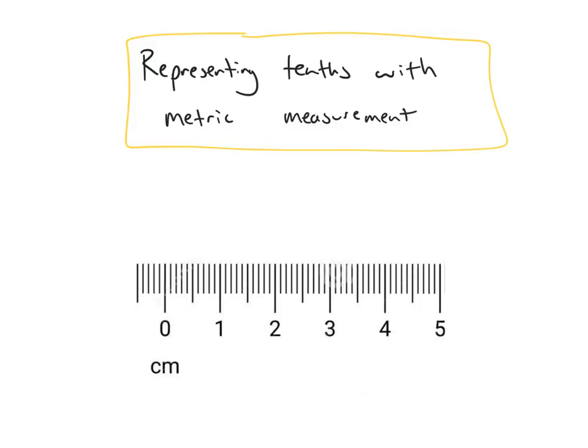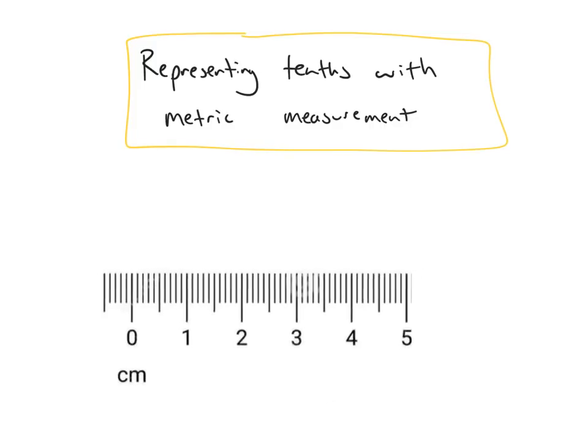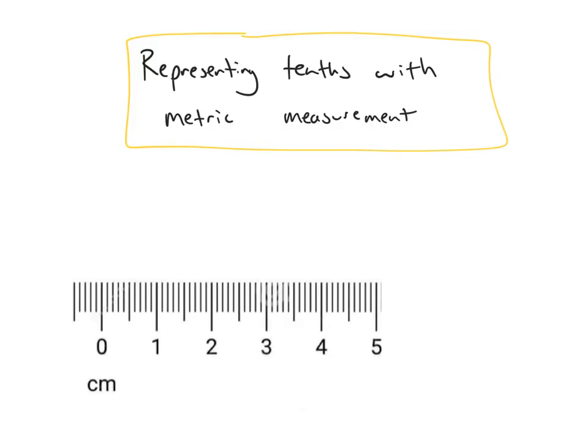So let's get started by taking a look at how we can represent tenths with metric measurement. Down below here I have a ruler that is representing centimeters, and if you look at the gap between 0 and 1 centimeter, we have these little tick marks right here. If you were to count them up, there are actually 10 of them between 0 and 1 centimeters. That means that each of these little points is worth 1/10 of a centimeter. So knowing that, we're able to represent decimal numbers larger than 1 with a metric measurement. Let me show you how that would work.